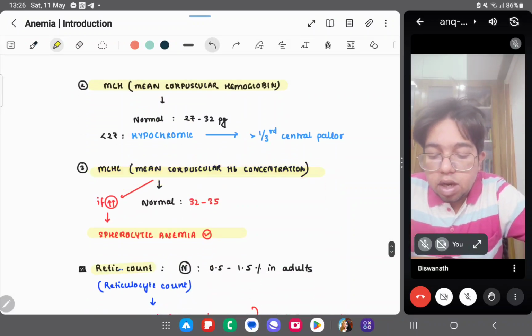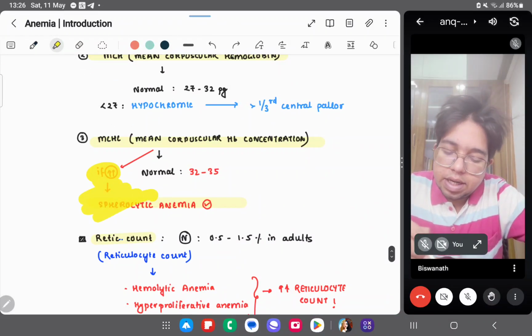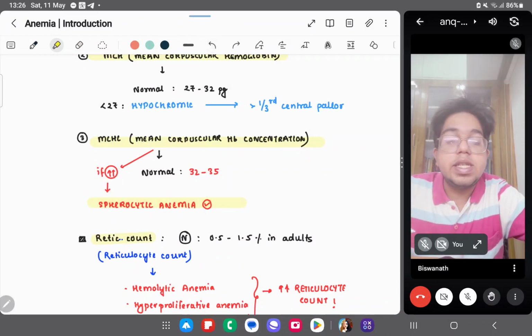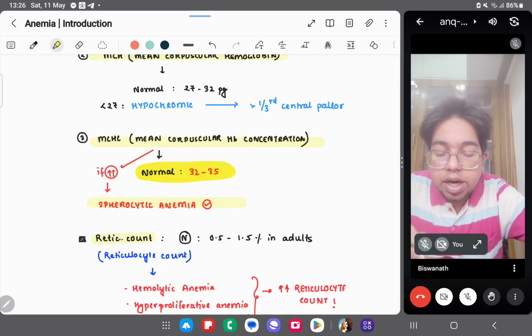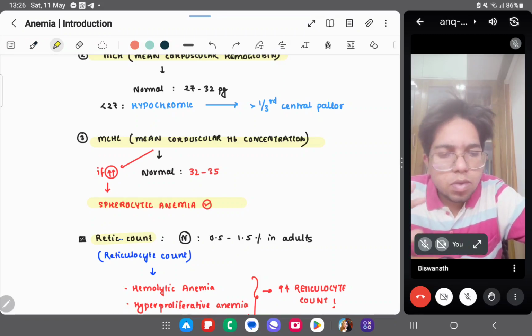MCHC is the mean corpuscular hemoglobin concentration. Okay, if it increases, then it's called hyperchromic anemia. If it increases, we'll call it hyperchromic anemia. Normal is 32 to 35. Mean corpuscular hemoglobin concentration. Understood?